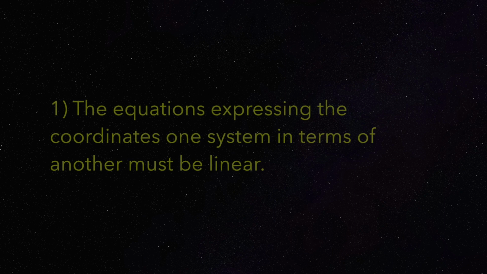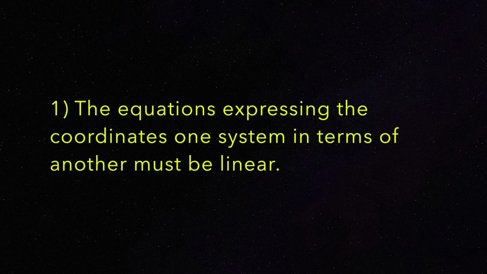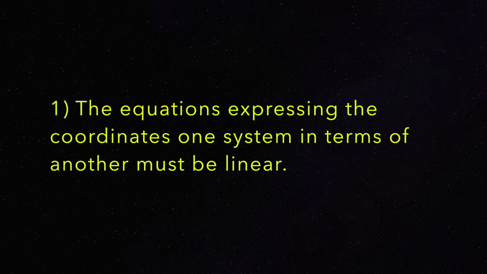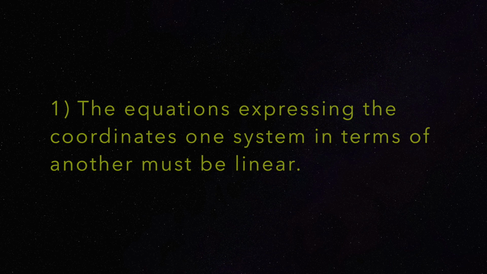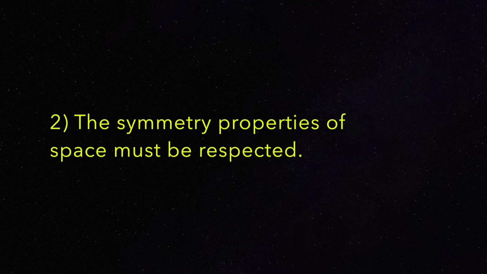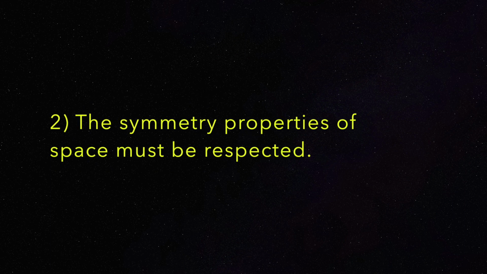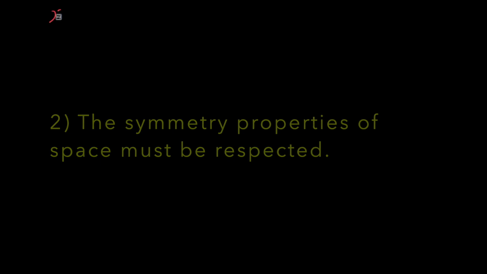A small break to explain. Let's modify the Galilean transformation so that the speed of light remains constant. We'll limit the modifications in two ways. Firstly, the equations expressing the coordinates of one system in terms of another must be linear, as the two systems are inertial. So, for example, a body moving with uniform velocity in one system must have uniform velocity in the other. Secondly, the symmetry properties of space must be respected. Again, for example, an event that lies on the x-axis in S must also lie on the x-axis in S'.